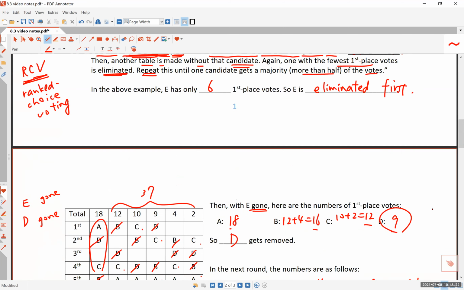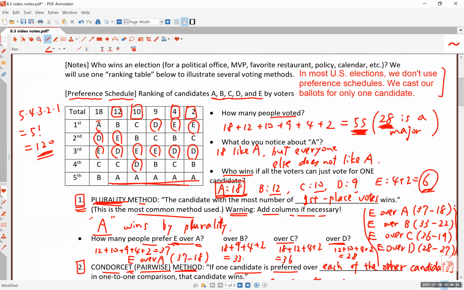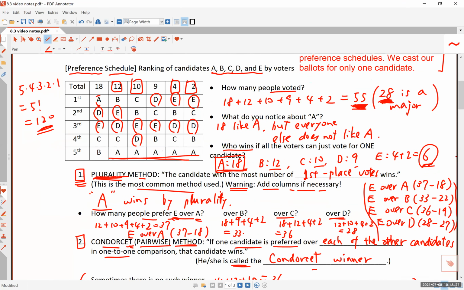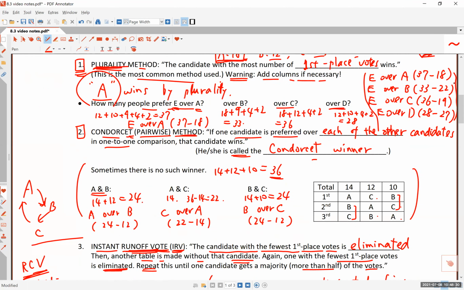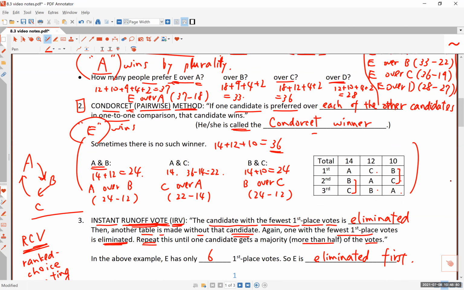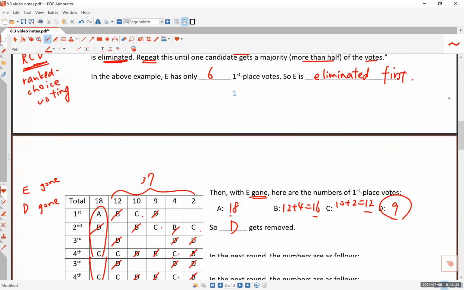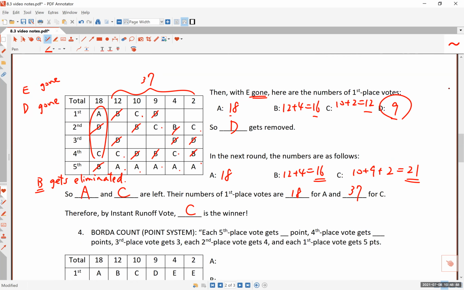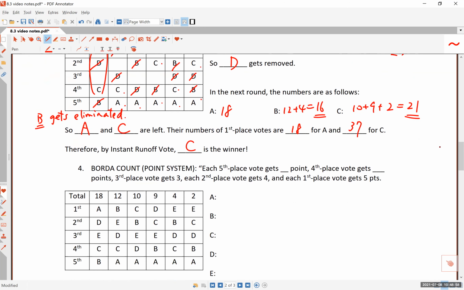We have had an interesting situation here. In the first method, which is plurality, A won, right? In the second method, Condorcet, surprisingly, E won, right? Because E is preferred over everybody else. And in the instant runoff voting method, we found out C is the winner. So who won this election? Well, that depends on which method is used to decide the winner. And that is important again, especially in a democratic society in which we live.